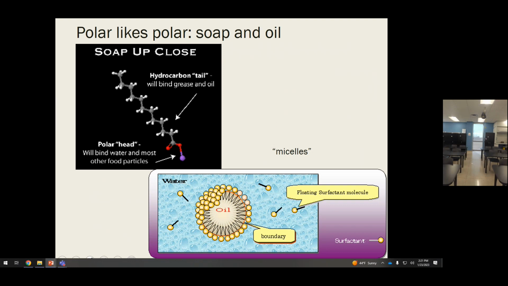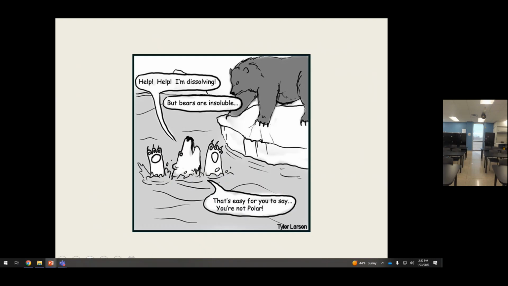Soap is a very interesting molecule because it has a polar side and a non-polar side. So if you get your hands oily and you run them underwater and try to scrub off the oil, it doesn't work. That is because water does not mix with oil. However, if you use soap, the hydrophobic tail of the soap binds with the oil, and the hydrophilic part of the molecule binds with the water. And that interface allows the water to wash away the oil.